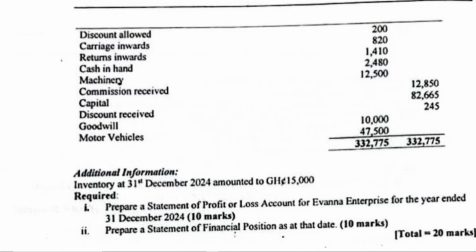Additional information: inventory at 31st December 2024 amounted to 15,000. Required: prepare a statement of profit or loss account for Ivana Enterprise for the year ended 31st December 2024, and prepare a statement of financial position as at that date. Very simple question. Very, very simple question.